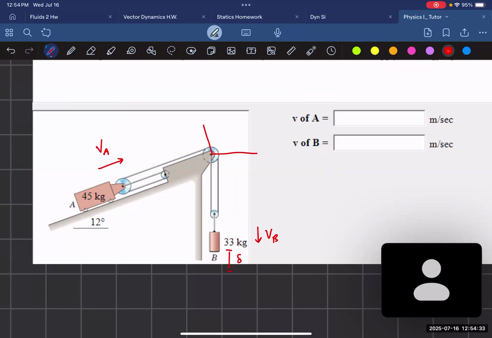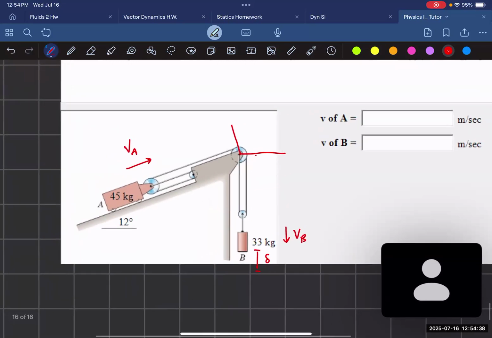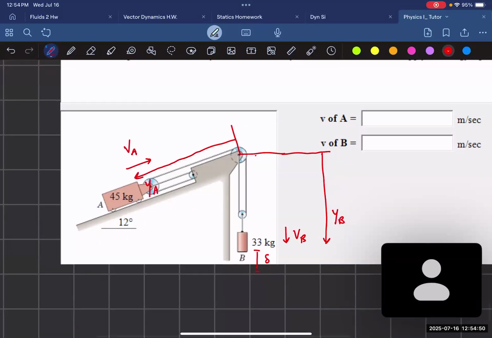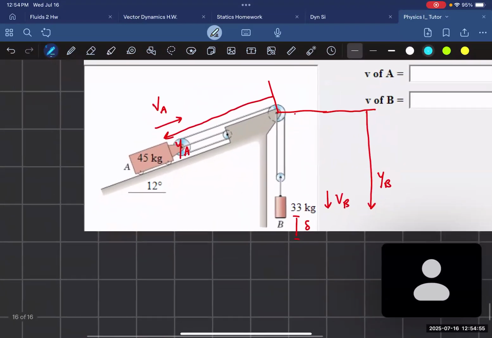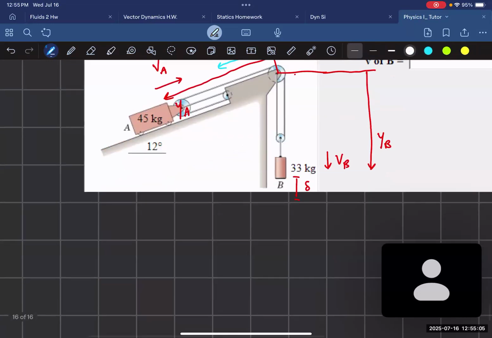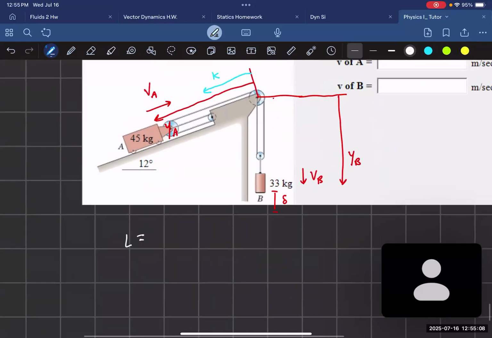And then we're going to try to describe the lengths of the pulleys, right? So this length down here is YB, and this length to box A is YA, right? So with that equation, we need one more thing, right? So this distance, let's call the distance K. And now to describe the length of the pulley, we can use the variables that we have set, right?